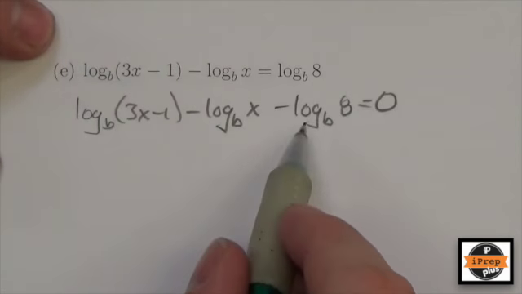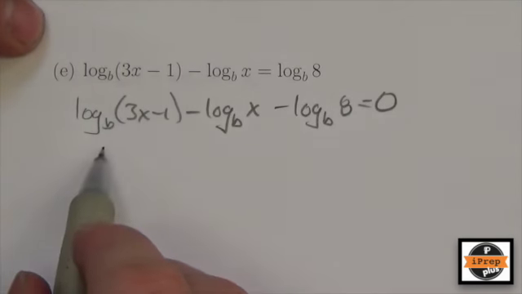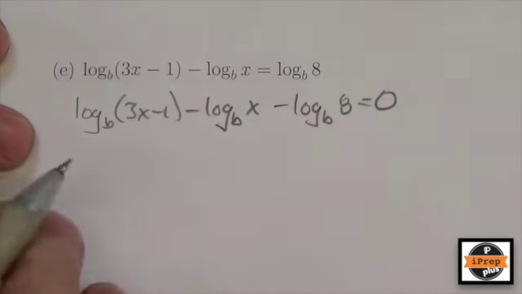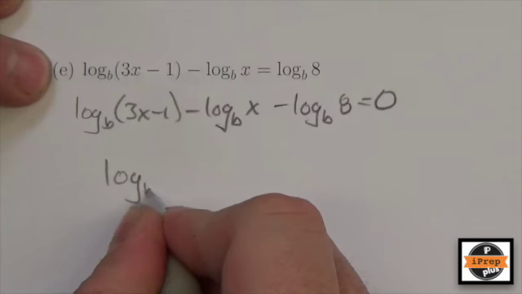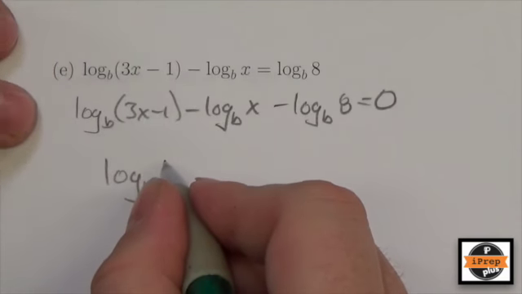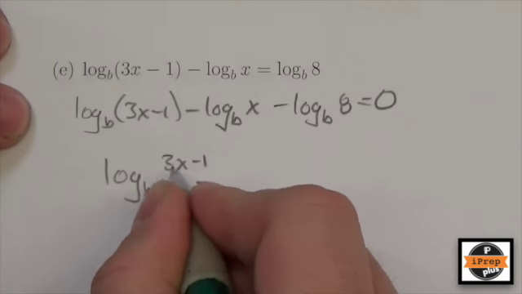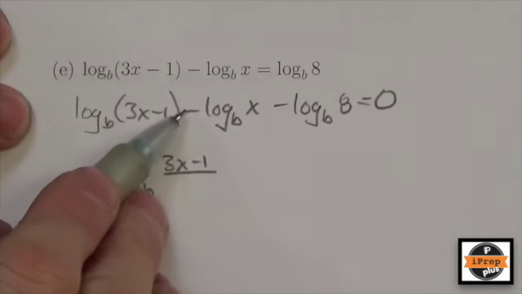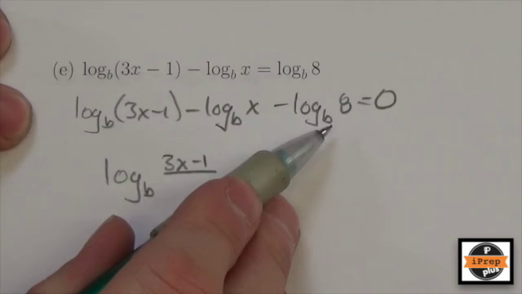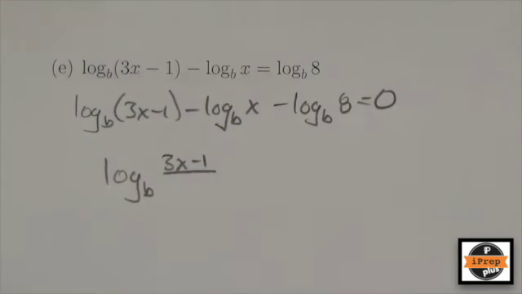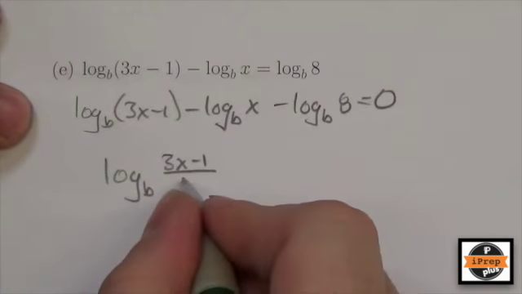I'm going to combine these logarithms into one logarithm, and remember how that works. Think of it as going from left to right. So this is going to be the log base b of, now, first term was positive, so this is going to be up in the numerator, 3x minus 1. This is going to be divided by x, divided by 8. So divided by x, divided by 8, those are going to go into the denominator.